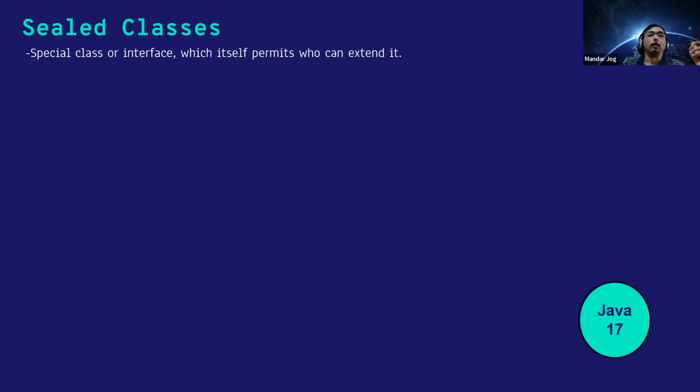So normally what happens is that I create a class which others can extend. I can restrict that class by saying that it is a final class or not. And if I say that it's a final class, no one can extend it.